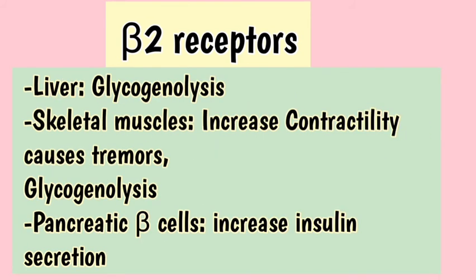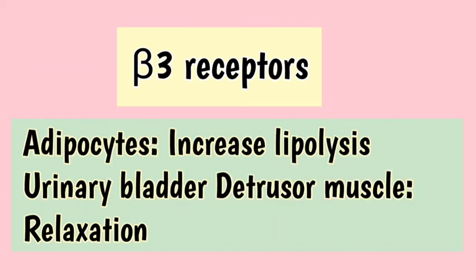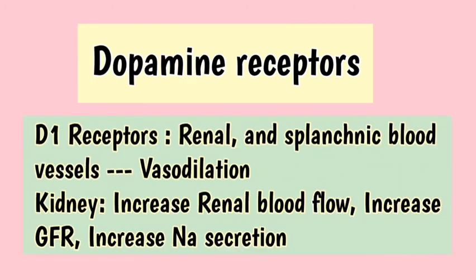Beta 2 receptors present on the liver, when stimulated, cause glycogenolysis. In the skeletal muscles, beta 2 receptor activation increases contractility which causes tremors. Also, glycogenolysis occurs in the skeletal muscles due to beta 2 activation, while pancreatic beta cells increase insulin secretion due to beta 2 activation. Beta 3 receptors are mainly present in adipocytes and their activation results in increased lipolysis, and in the urinary bladder there is relaxation due to beta 3 stimulation.